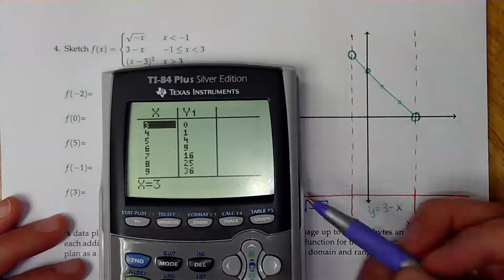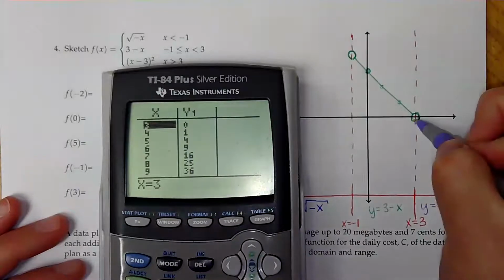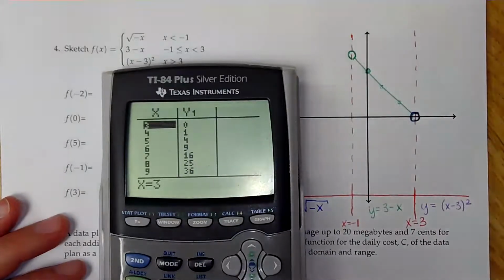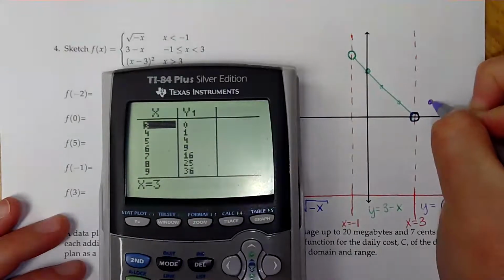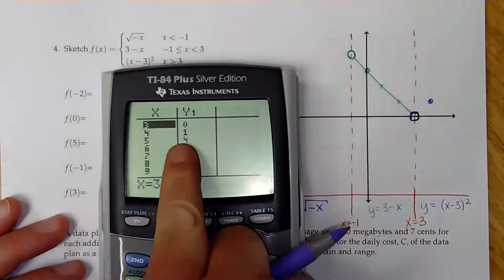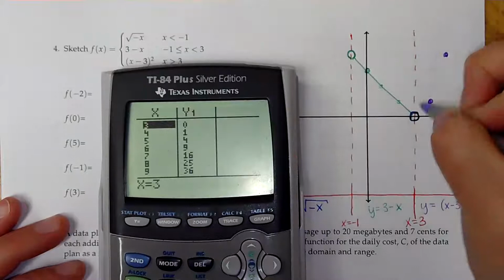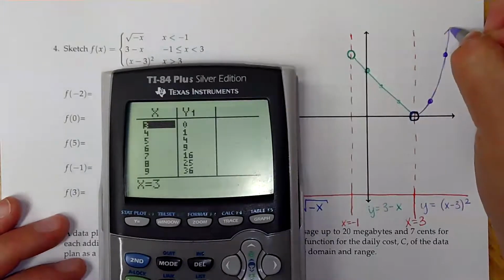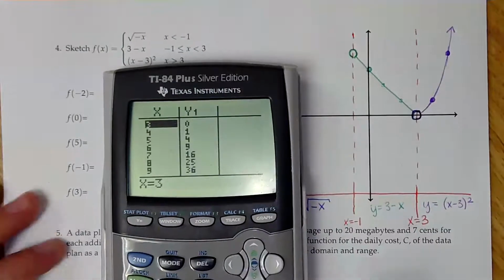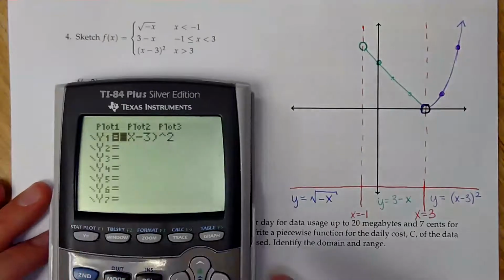And the nice thing about this is I see when x is 3, y is 0, which is this hollow dot we have here. So that's just doubling up on that guy. When x is 4, I get 1. When x is 5, I get 4. So here's that point, x is 5, y is 4. And it's going to make a parabola-looking shape. So there we go.